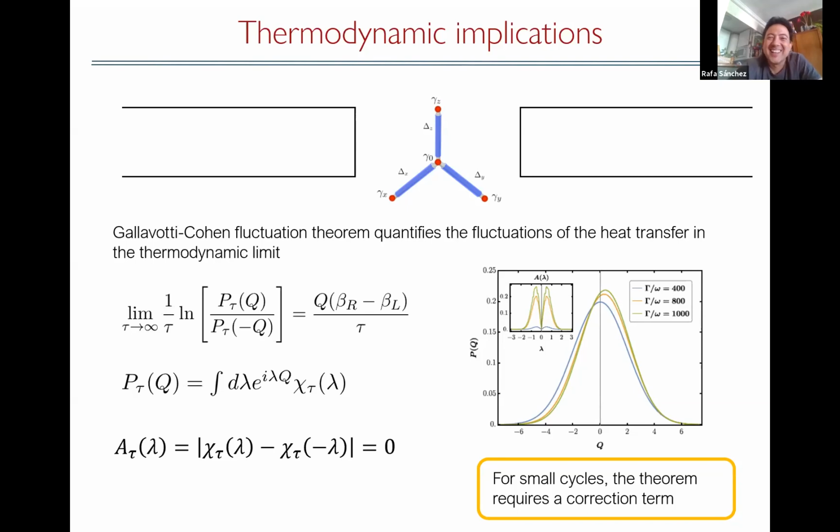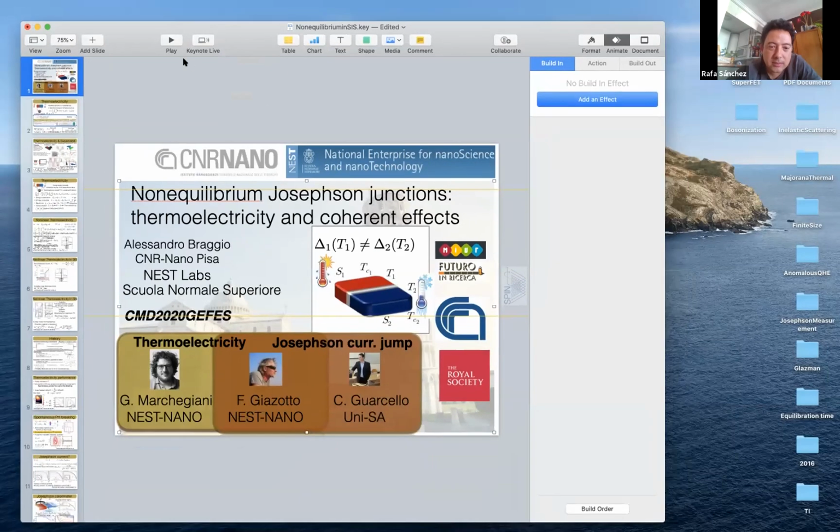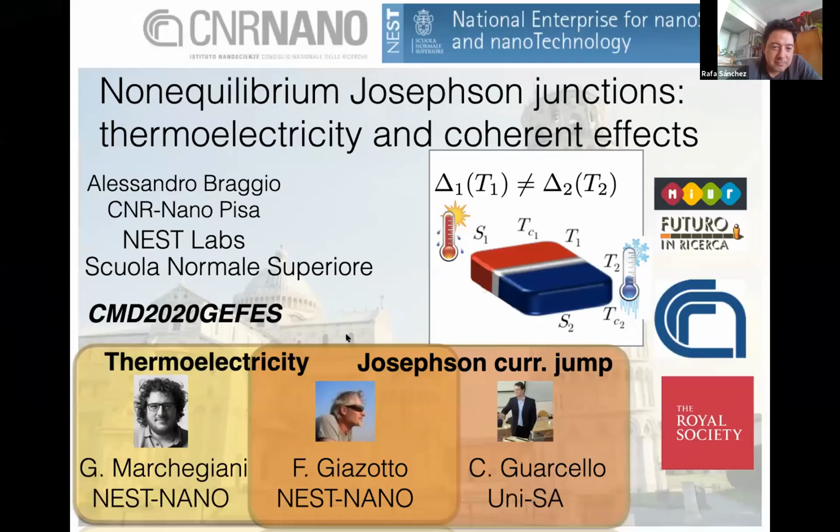No, okay, good. Okay, so if there are no further questions, thank you, Alessandro, again. Thanks. And then we change from one Alessandro to the other and come back. So I should stop sharing. So next one is Alessandro Braggio, and he will talk about non-equilibrium Josephson junctions and effects related to that. Do you see me? Do you hear me? Everything is fine. Okay, thank you very much.